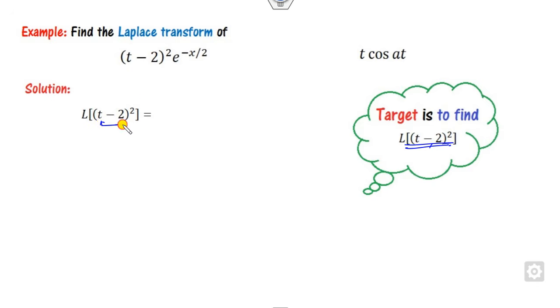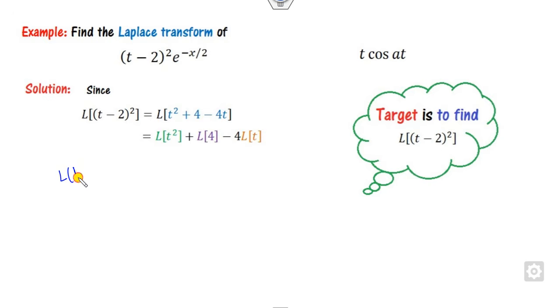You can simply use (a minus b) whole square. It can be written this way. You can solve them here. Again, the Laplace transformation of t^n is nothing but gamma of n plus 1 upon s raised to power n plus 1. The Laplace transformation of a constant k is k by s. So you can substitute here.